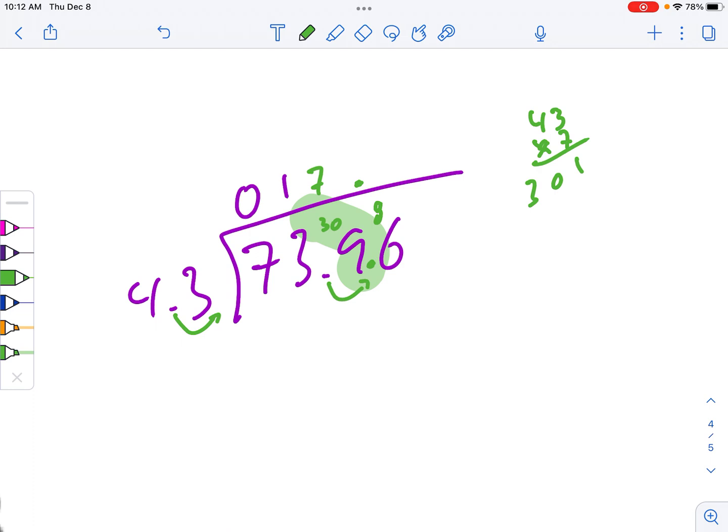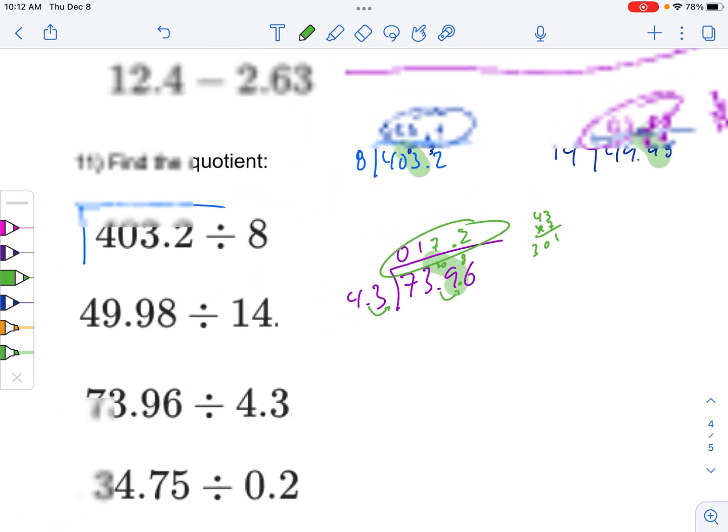How many 43s are in 86? There's just 2 of them. So that one is all done, all set. That's the answer. Next one.